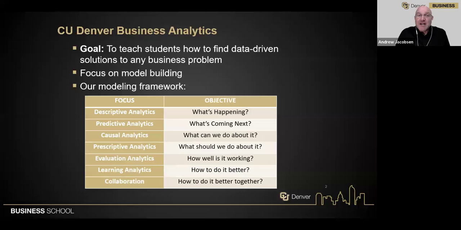So you can see the focus areas there: descriptive analytics, which is what's happening; predictive analytics, which is what's coming next; causal analytics, which is what can we do about it; prescriptive analytics, which is what should we do about it; evaluation analytics, which is how well is it working; learning analytics, which is how to do better; and then collaboration, which is how to do better together. So that will be the framework in which you're going to be working through all of your classes as you go through your business analytics program. I like to show students that, just so you can get an overview of what the goal is as you go through your program.